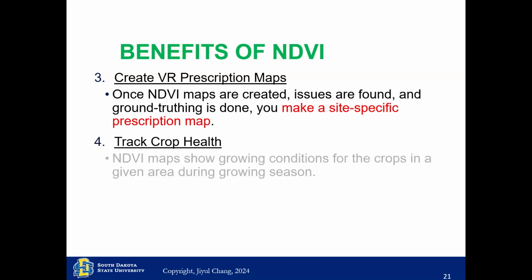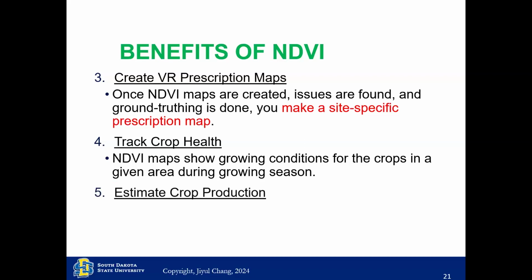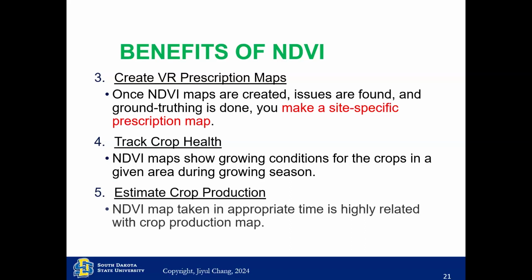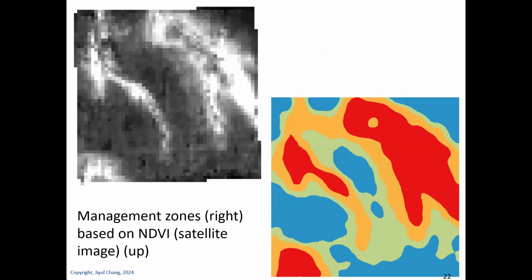Also, you can track the crop here. When you collect the NDVI map through the growing season, you can track the crop very quickly, and estimate the crop production. Then with the NDVI map at the appropriate time, you can estimate the crop, the grain yield, very well. Here's an example like that.